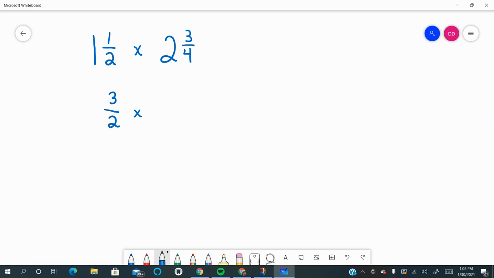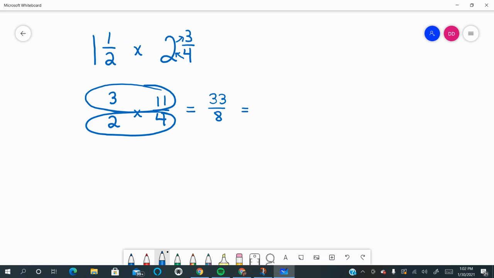4 times 2 is 8. 8 plus 3 is 11. So you start with the bottom number, you multiply, and then you add. Multiply your numerators together. 3 times 11 is 33. 2 times 4 is 8.